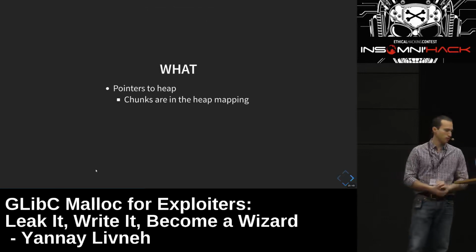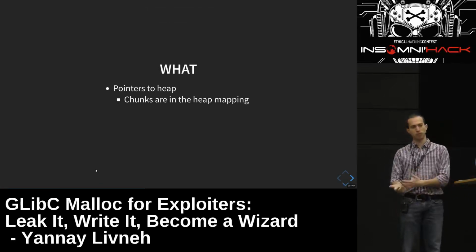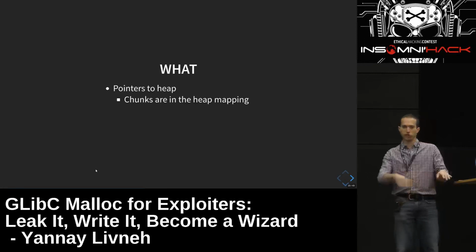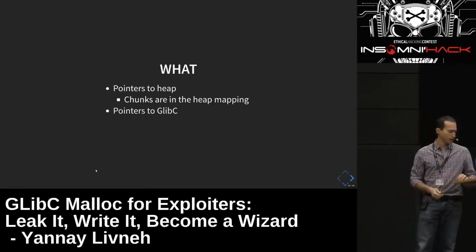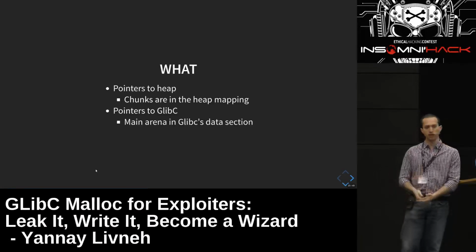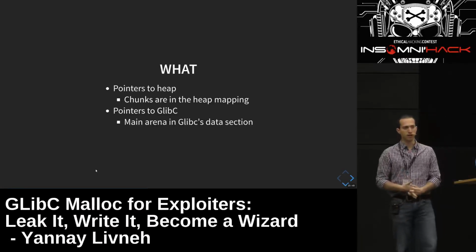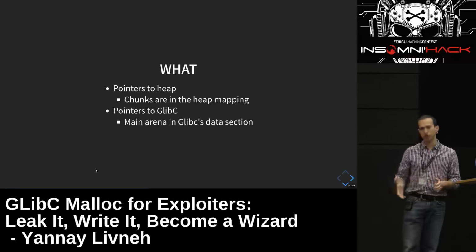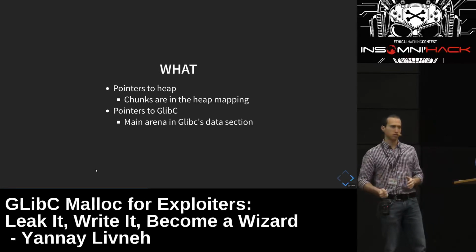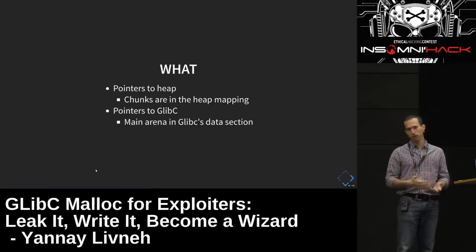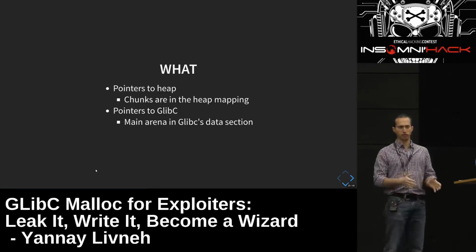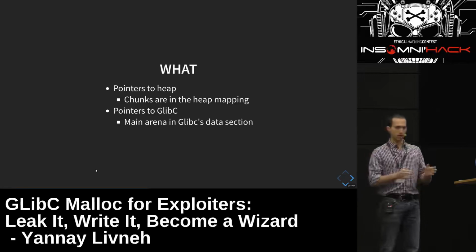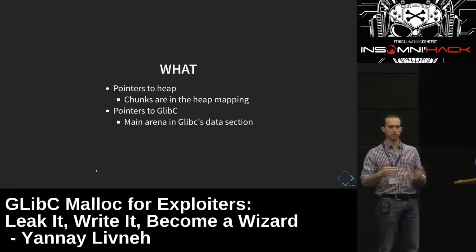So what can be leaked in terms of pointers? Well, pointers to the heap, of course. Chunks are in the heap mapping area, and they point to each other. So if you leak these pointers, you know where the heap is located. And also pointers to GLibC, because the main arena, the heap infrastructure, resides, at least the main arena, in the GLibC data section. So if you leak a pointer to this struct, you basically know where the GLibC location is, and you can even know which version of libc you're using, because this struct is at different offsets in different versions.